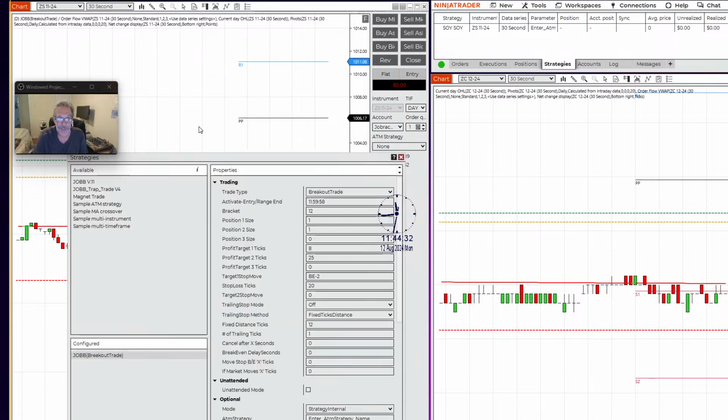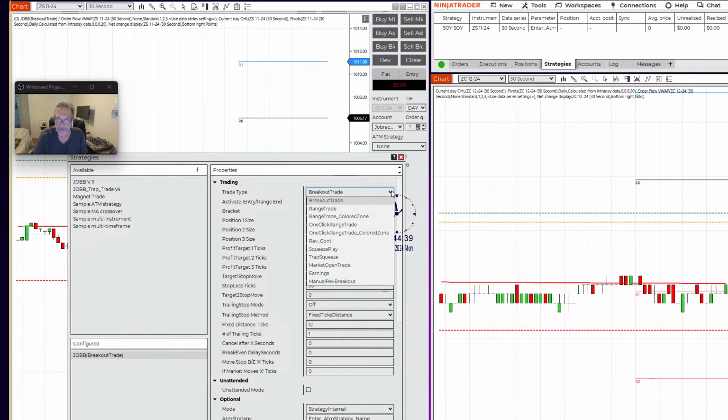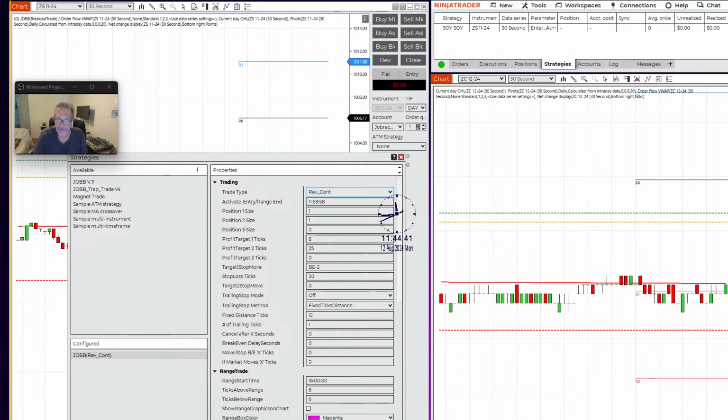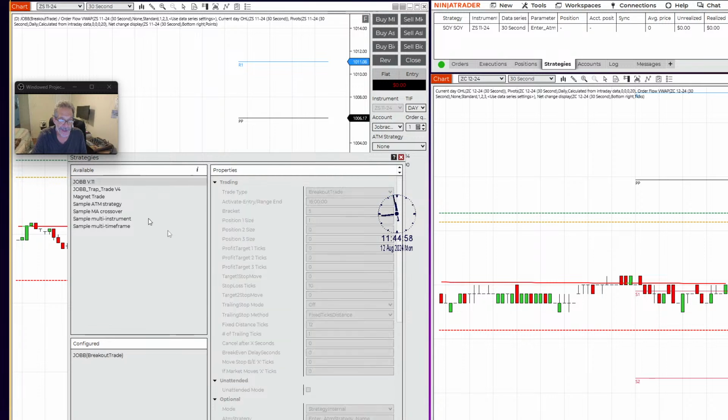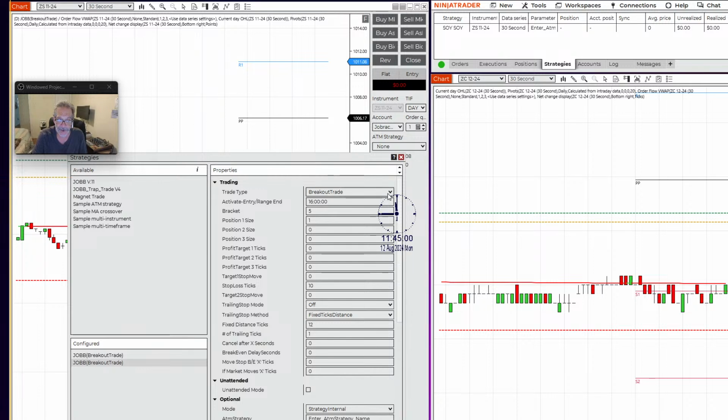So I'll set up that second event, a reverse continue. And in order to do that properly, don't forget you need to add a second strategy to the chart. Okay, now I went up and I wasn't thinking and I just changed my breakout. No, add the second event. Now I'm going to put it on reverse continue.